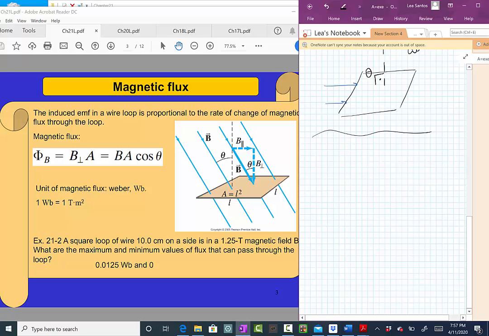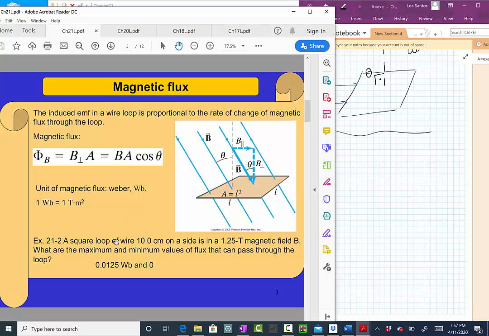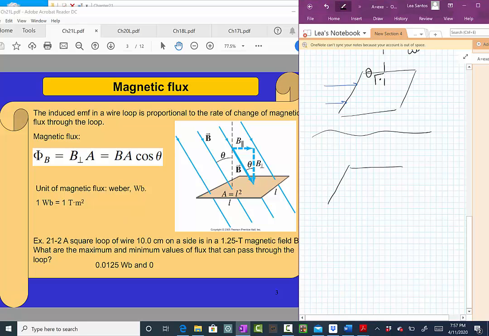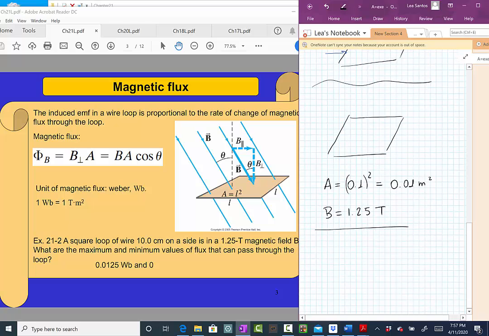All right, based on that, let's solve this problem. This problem is going to be a repetition of what I just said, but now with numbers. We have here a square loop. The side is 10 centimeters, very well. So the area is going to be 0.1 multiplied by 0.1, so 0.01 meters squared. What we have is a magnetic field of 1.25 Tesla. These are the numbers. The question is, what are the maximum and the minimum values of the flux?